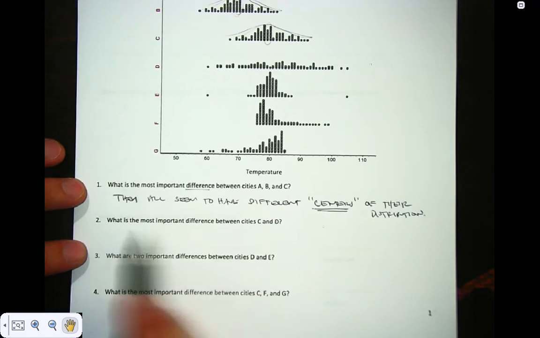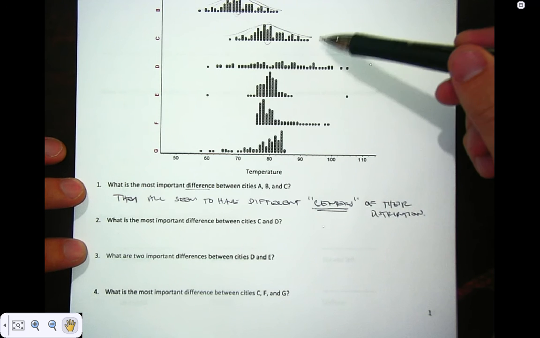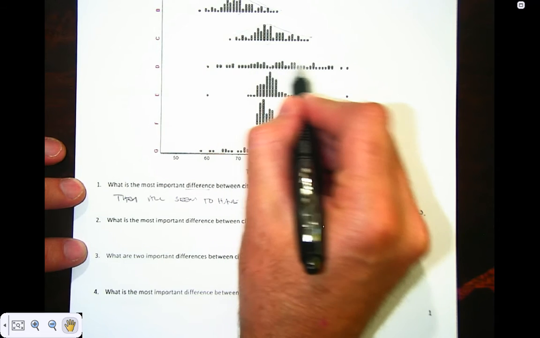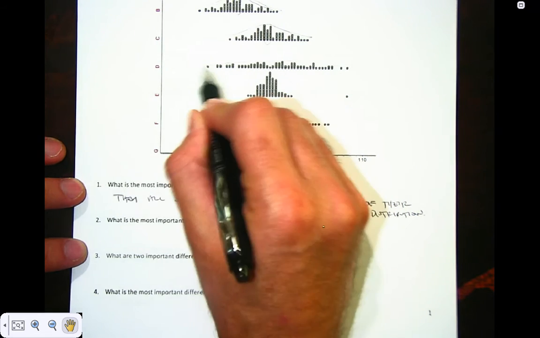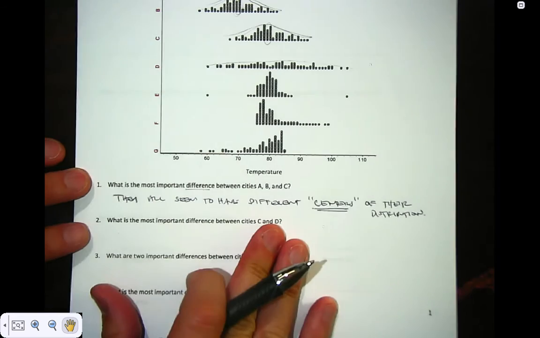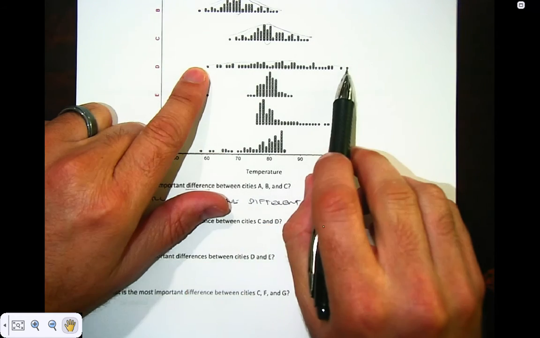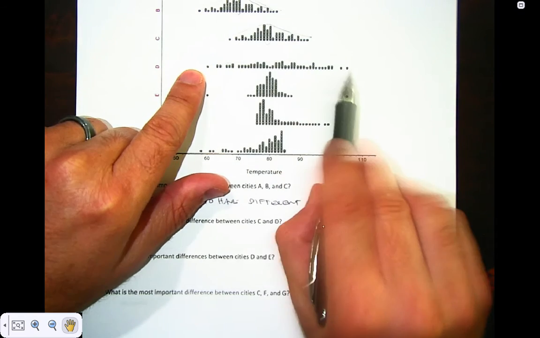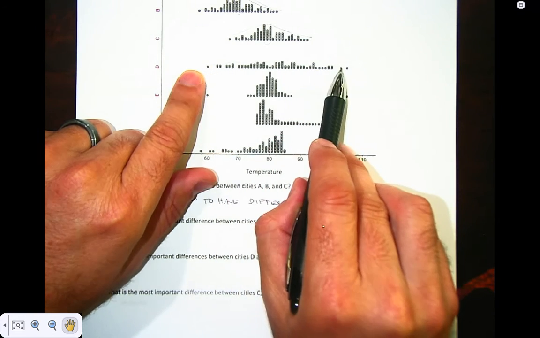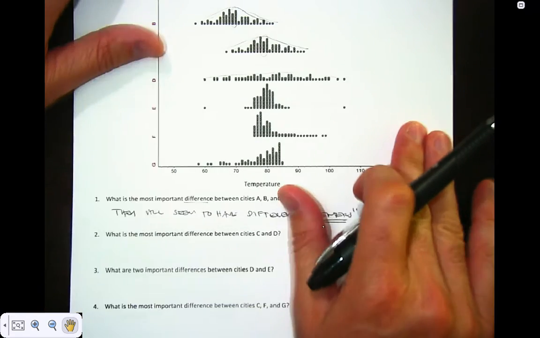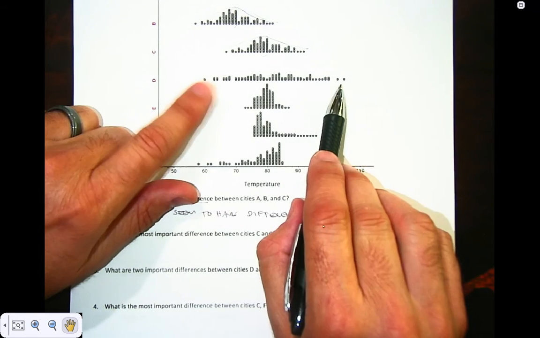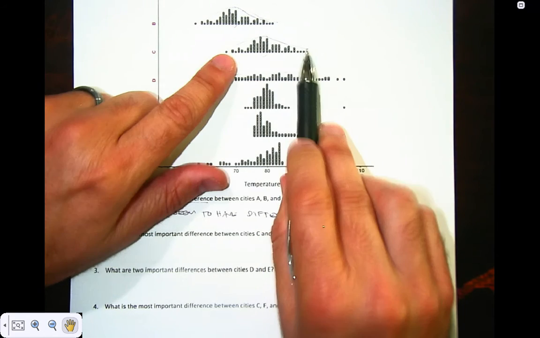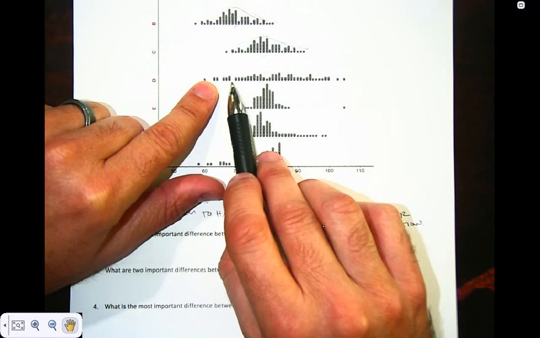Okay, moving on to number 2: what's the most important difference between C and D? Here, if I draw this fancy line over the top, just eyeballing it, there's clearly a difference. How do you describe this data compared to this data? Well, we use a word called spread. This data is more spread out. You might have heard another word from the past called range. Range is how far it is from the lowest to the highest. So the range of this data would be bigger than this one. We're just going to use the generic term spread.